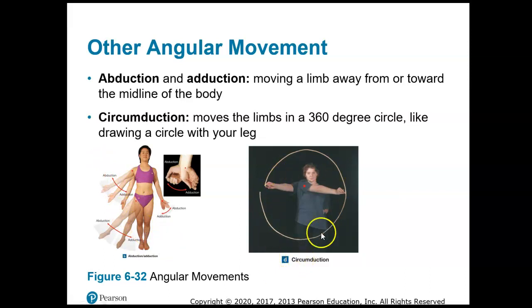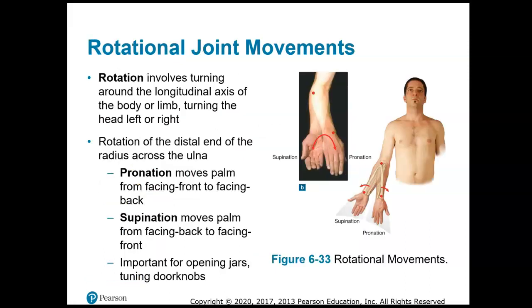You can do circumduction with your arm. Draw a circle with your arm. That's a movement permitted at the shoulder joint. You can also do it with your leg, just not as good. Rotation means spinning on the axis. So when you rotate at your shoulder joint, you're just kind of twisting that shoulder. You're not drawing a circle with your arm. You're twisting that shoulder joint.